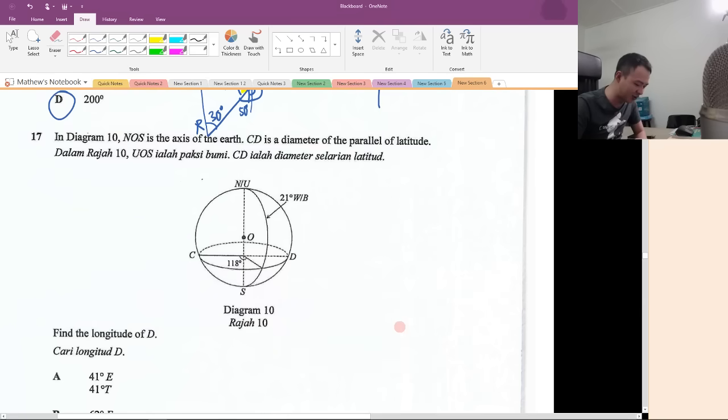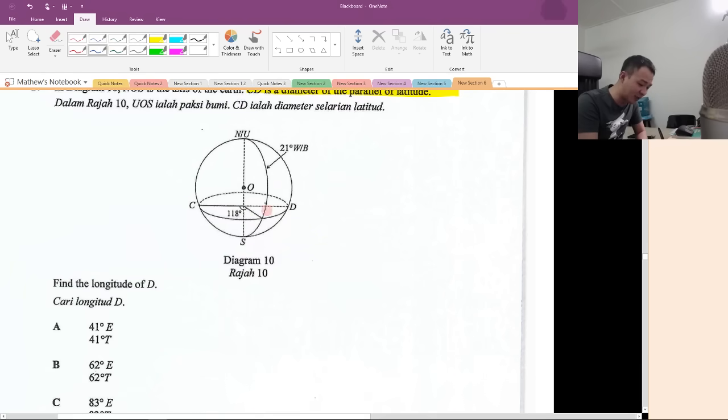Yeah, they asked about longitude of D, and you have a very important information here. CD is the diameter of the parallel latitude, means the angle between C to D is 180 here. So if this one is 21 west, I move 118 toward the west. We are going to the west, right? So actually it's plus them. So therefore, this line is basically 21 plus 118, 139 west.